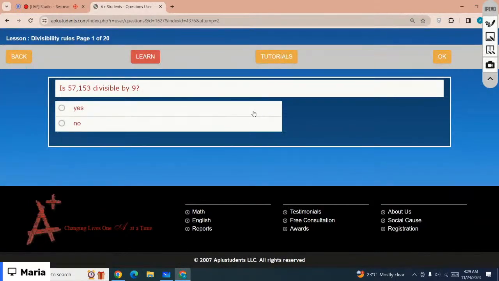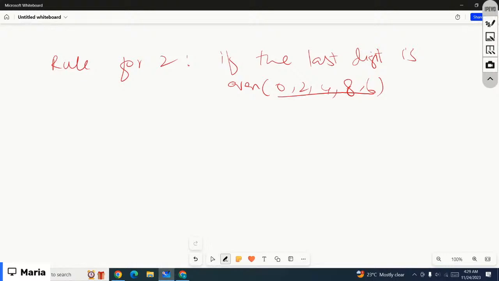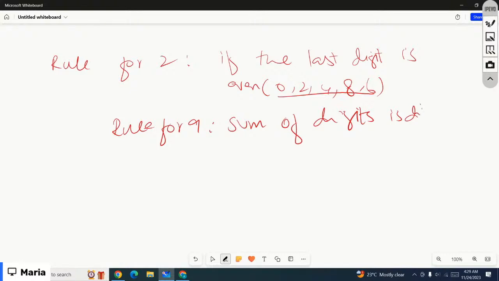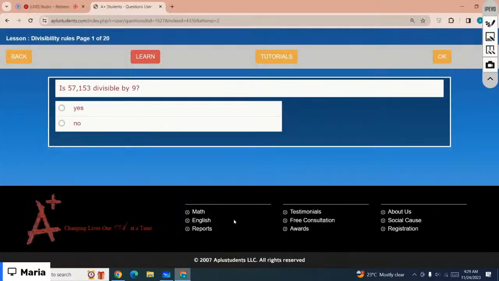So the divisibility rule for 9 is the sum of digits is divisible by 9. The divisibility rule for 9 is the sum of digits must be divisible by 9, right? Let's just add these digits. Add the digits of the given number, right?